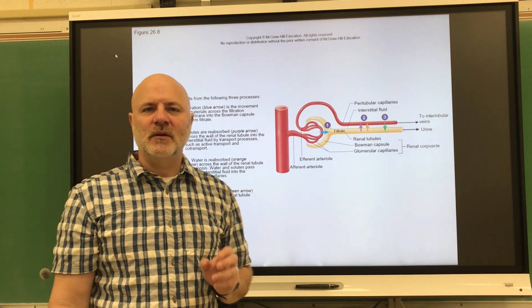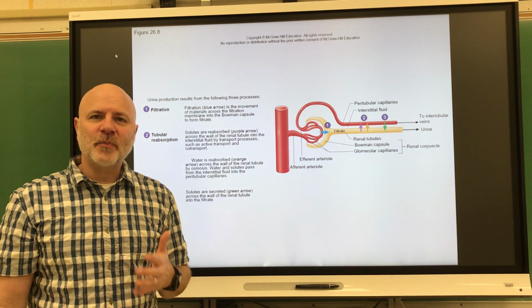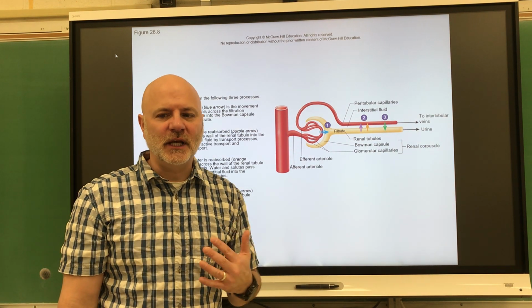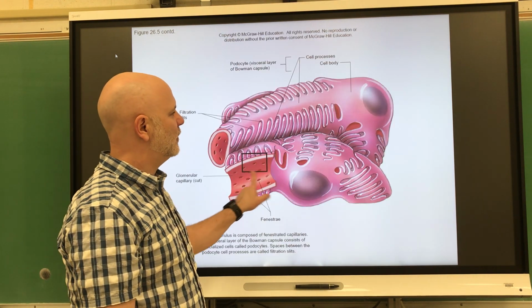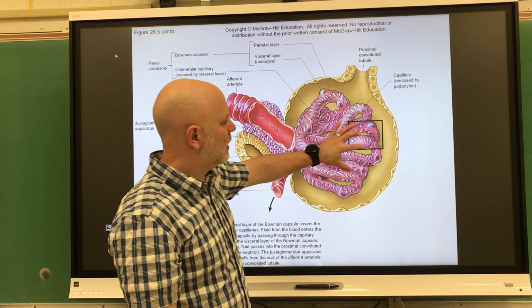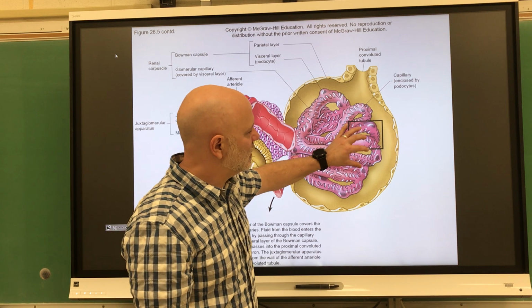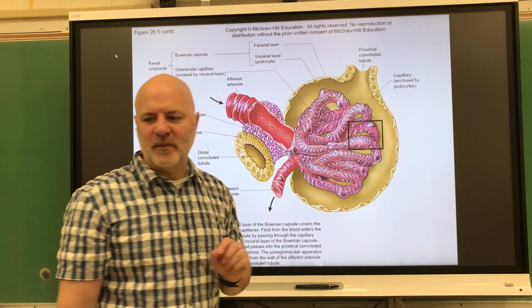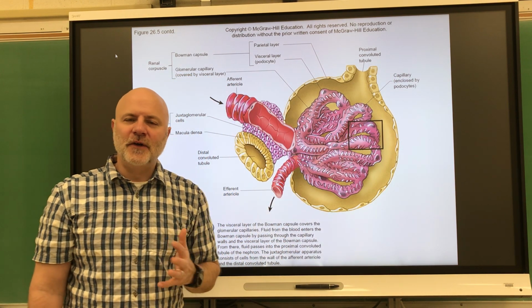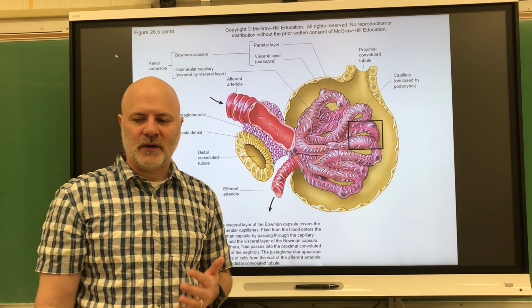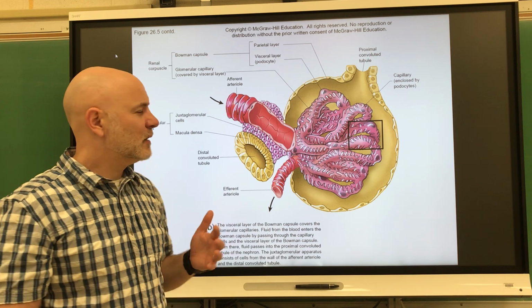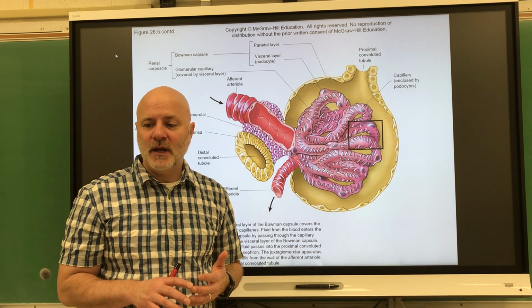So let's take a look at glomerular filtration. This is a process by which blood pressure forces liquid through the glomerulus and into the glomerular capsule. So if we go back to this picture, here we're going to force liquid through the glomerulus and into that Bowman's capsule. The filtrate is fluid filtered from the glomerulus and captured in the glomerular capsule.